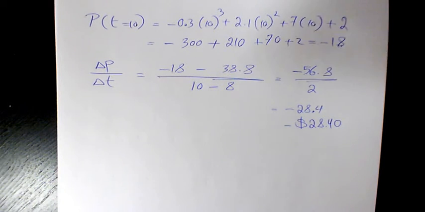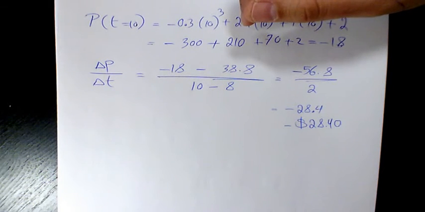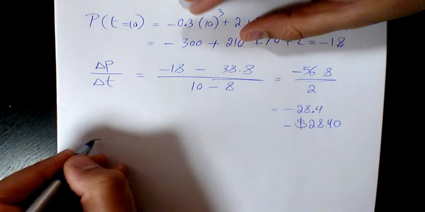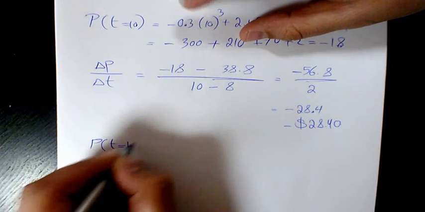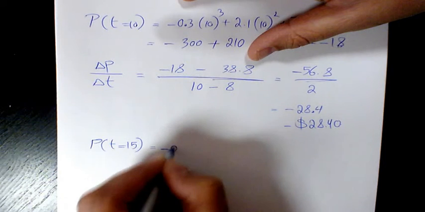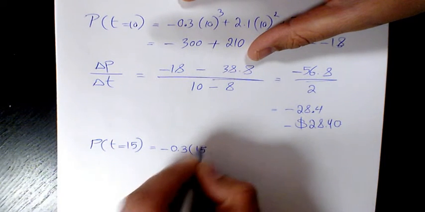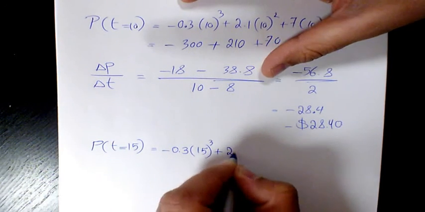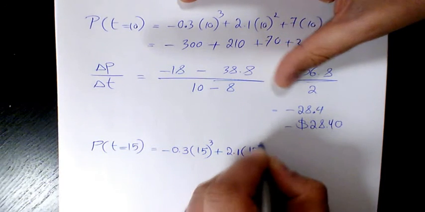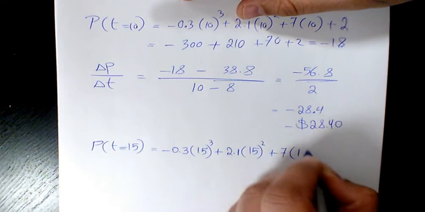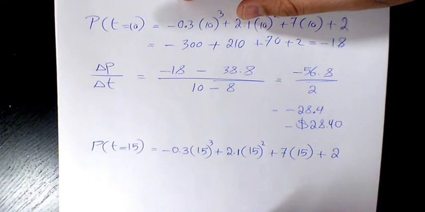And for the last part, we need to find the average rate of change from year 10 to 15. So we need to find the price after 15 years first. So it's going to be negative 0.3 times 15 to the power of 3, plus 2.1 times 15 to the power of 2, plus 7 times 15, plus 2.